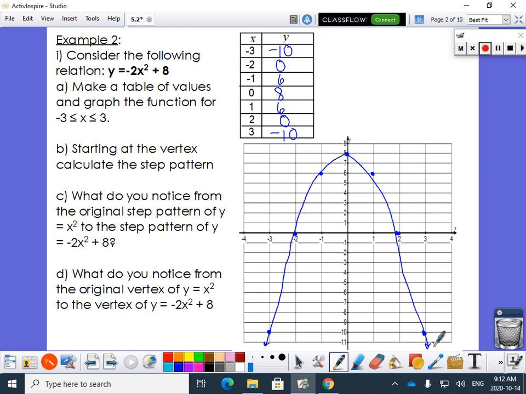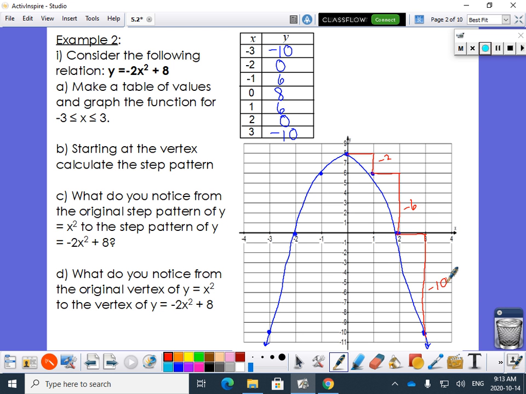You okay with that? Start at the vertex, calculate the step pattern. So we start here, we go over 1, and then down how many? Over 1, down. Good. Over 1, down. This is 10.